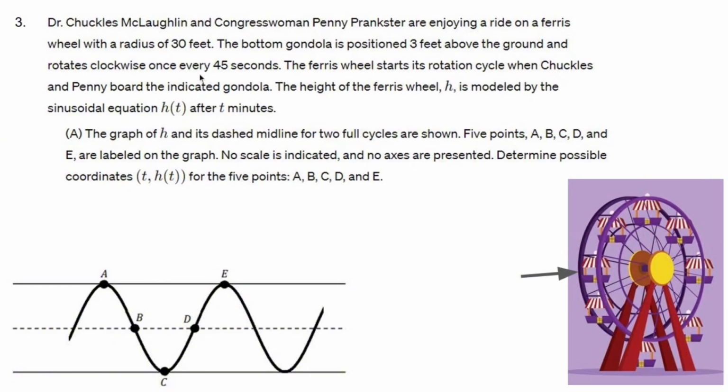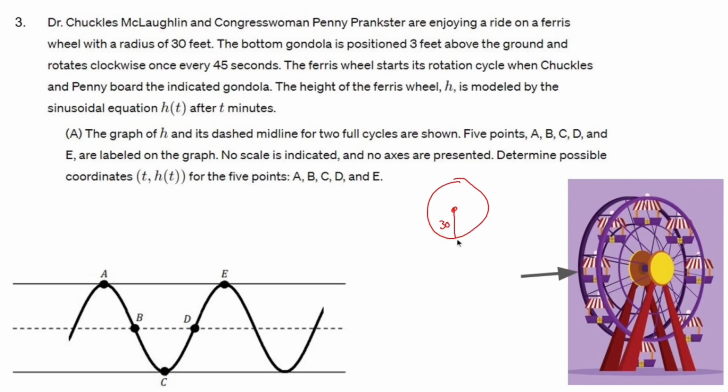They're enjoying a ride on a Ferris wheel with a radius of 30 feet. The bottom gondola, which these are called gondolas, the bottom gondola is positioned 3 feet above the ground and rotates clockwise once every 45 seconds. All right, so let's pause right there. You got yourself a circle. You got yourself a radius of 30.